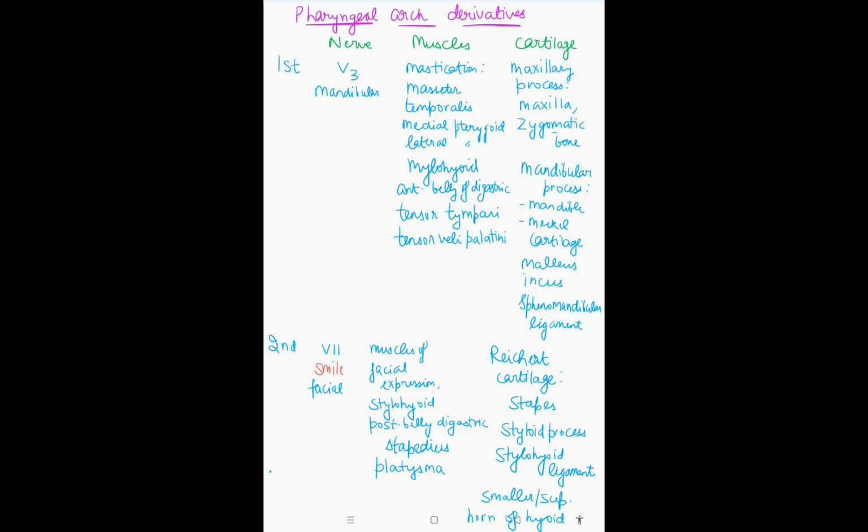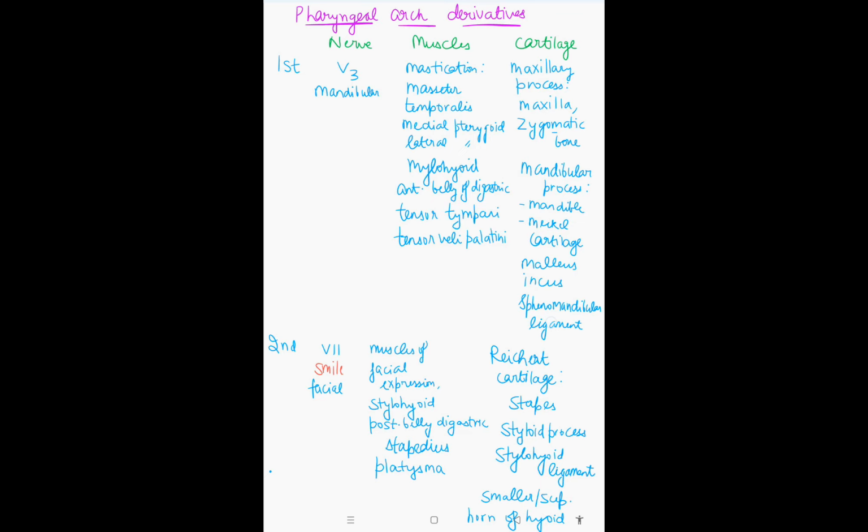Then what are the cartilages? The maxillary process will give rise to the maxilla and zygomatic bone. The mandibular process will give rise to the mandible and Meckel cartilage. And then malleus and incus, the first two ossicles of the middle ear, are from the first arch. Then the sphenomandibular ligament.